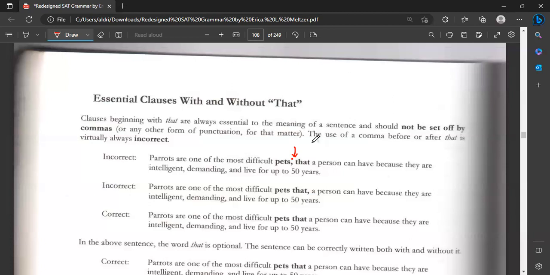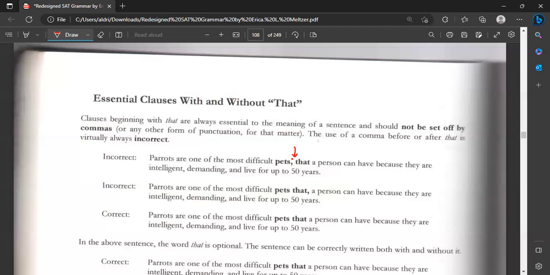So look at what happens. "Parrots are one of the most difficult pets that a person can have because they are intelligent, demanding, and live for up to 50 years." Let's try to read the sentence without what's in the comma sandwich. So we cross out everything from "that a person can have because they are" up to the word "intelligent." Then we have: "Parrots are one of the most difficult pets, demanding and live for up to 50 years." That doesn't make sense, right? It doesn't make sense.